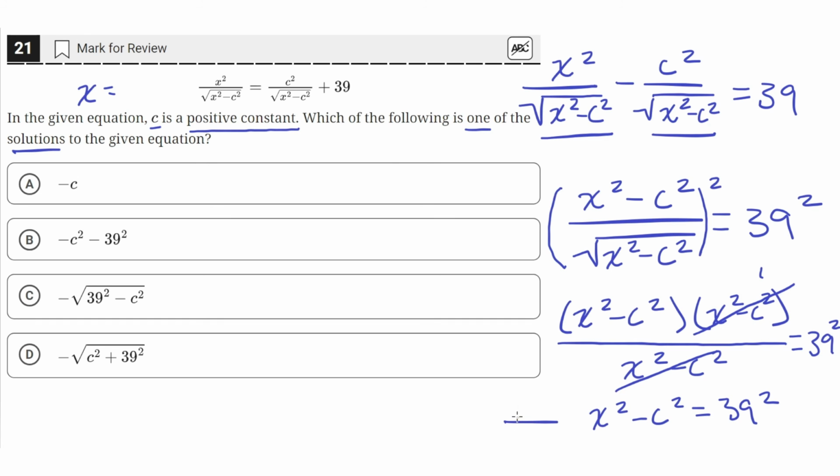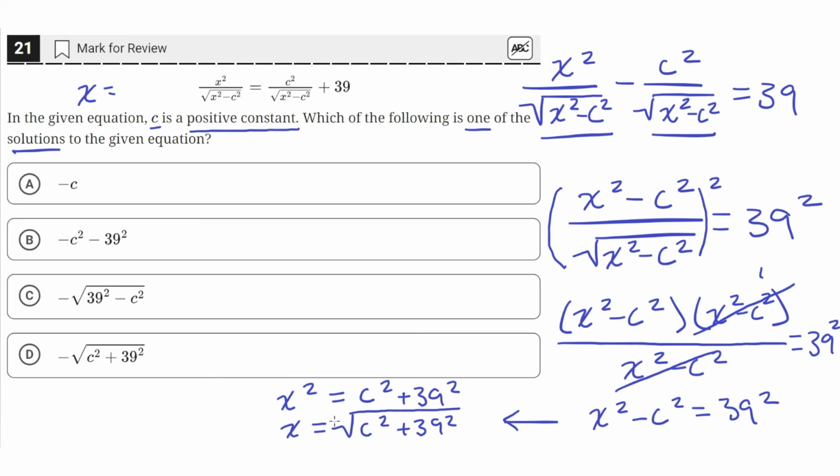So now that we have x squared minus c squared equals 39 squared, let's isolate x by moving the c squared to the other side. So we'll add a c squared to both sides. This will cancel out the c squared here. So we'll have an x squared on the left, and then we'll have a positive c squared on the right. So c squared plus 39 squared. And then let's take the square root of both sides to get rid of this square, since the square root of a square is just the term that's inside. So we'll have x equals the square root of c squared plus 39 squared.